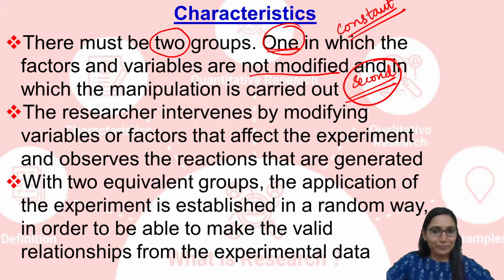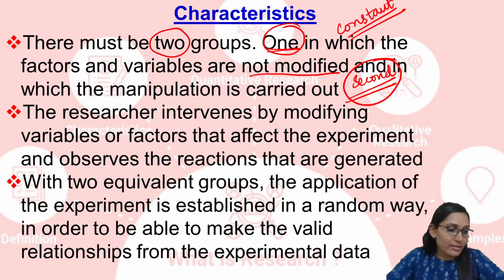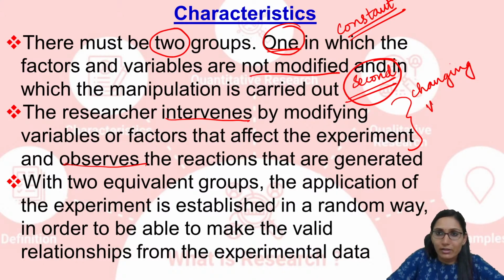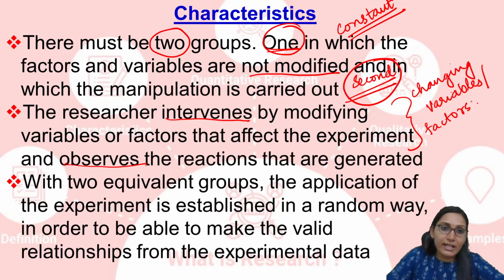No, it's fine. Okay. Second characteristic: the researcher intervenes by modifying the variables or factors that affect the experiment and observes the reactions that are generated. So here, how is the research done? It is done by modifying or changing variables or factors that affect the experiment, and observing the reactions that are generated.